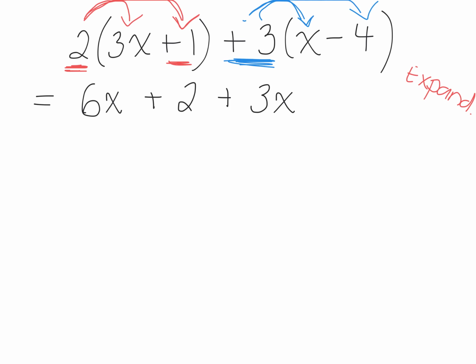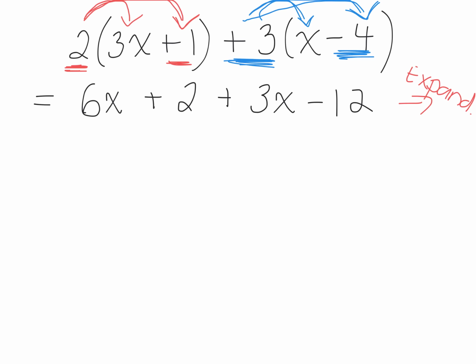Positive 3 times negative 4 is what? Negative 12. Okay, so that's the first step. We expanded. Expanding, we're just using distributive law, and we're getting rid of the brackets. Now what do we have to do?